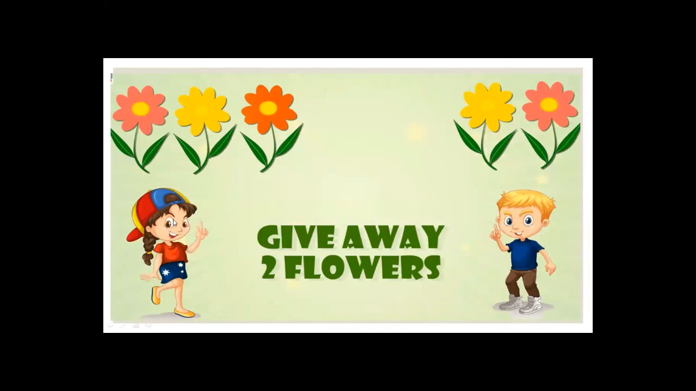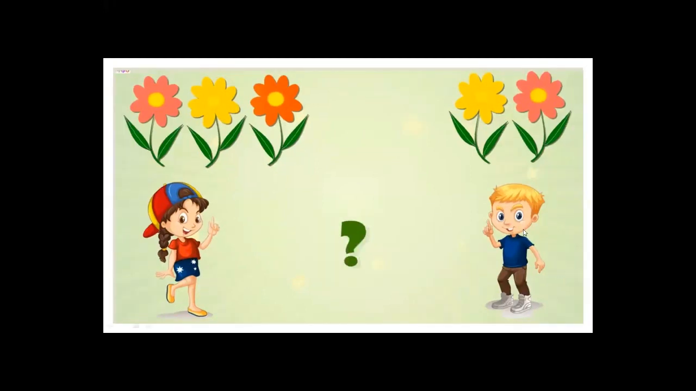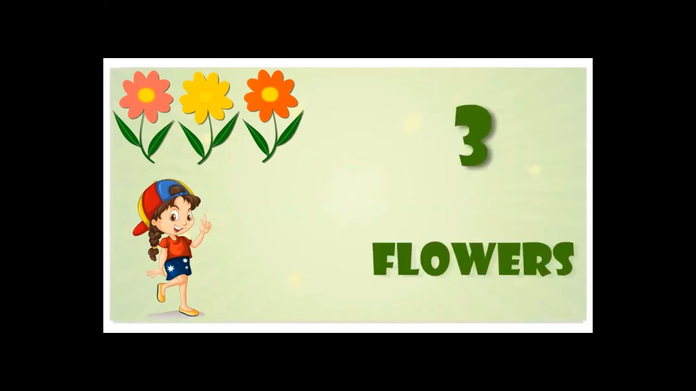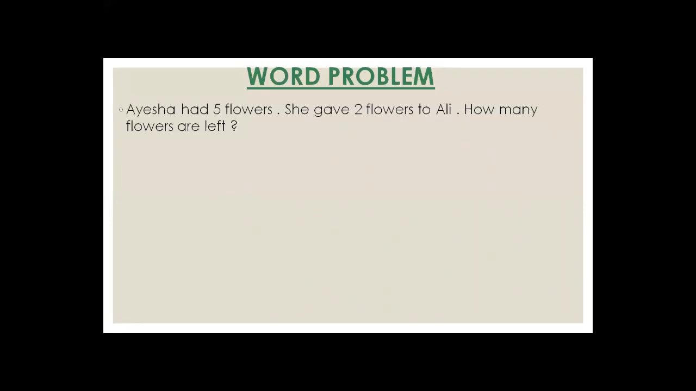For this, obviously, she gave away, so it means we subtract. She subtracts 5 minus 2, so she gets the answer. How many are left? She has 3 flowers left. Now, how do we write this in mathematics? First we write the word problem. Aisha had 5 flowers. She gave 2 flowers to Ali. How many flowers are left?